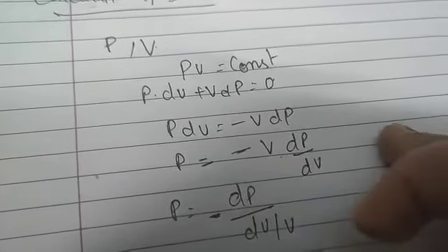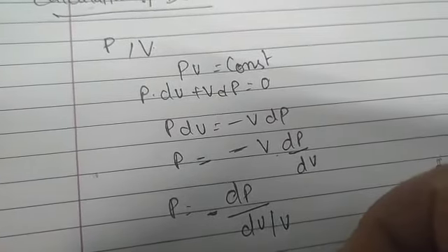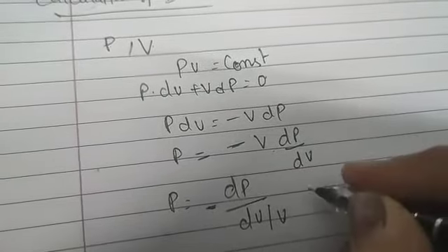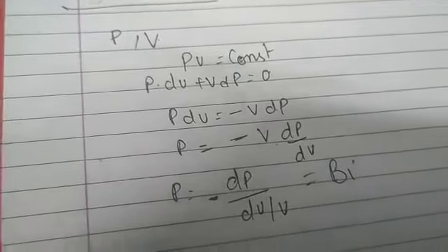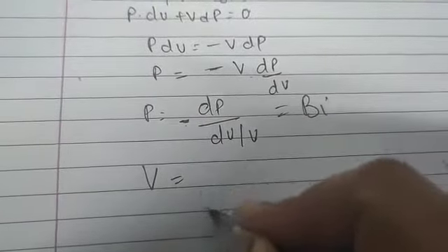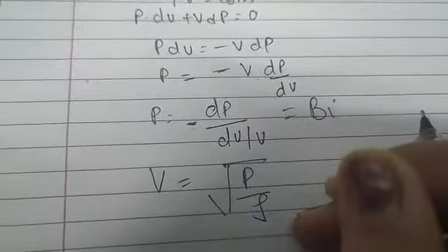Now what is this? This dP is the change in pressure, upon change in volume per unit volume, which is basically Bi. So we can see that velocity or speed can be written as root of P by rho instead of Bi. Now what is the error in this formula?